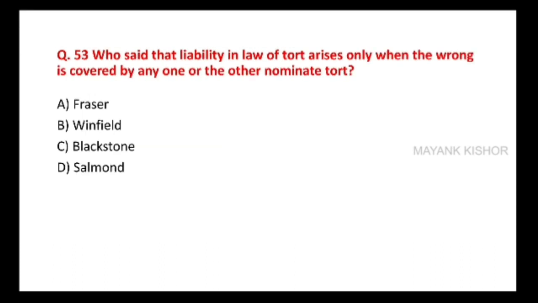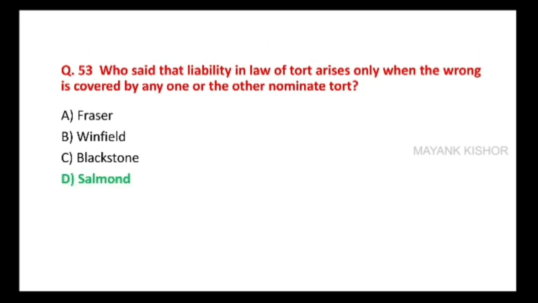Question number 53. Who said that a liability in law of tort arises only when the wrong is covered by one or the other nominate tort? Option A, Fraser. Option B, Winfield. Option C, Blackstone. And option D, Salmond. And the correct answer is option D, Salmond.